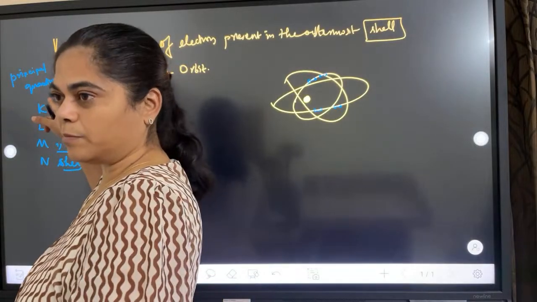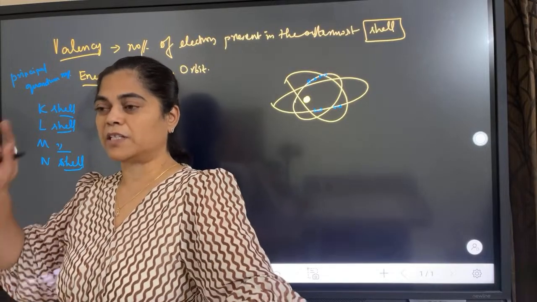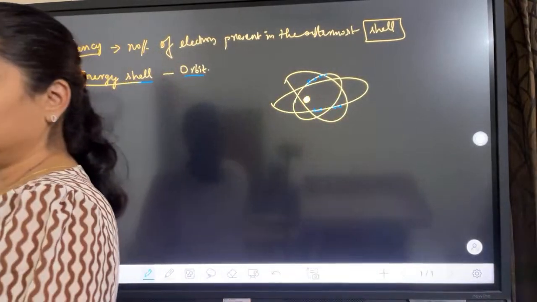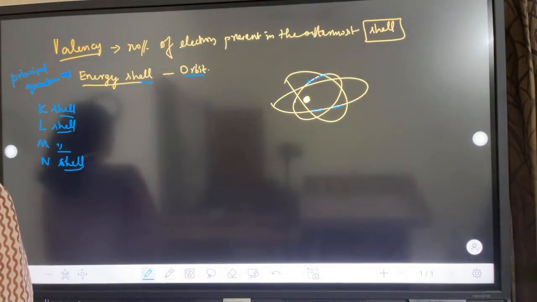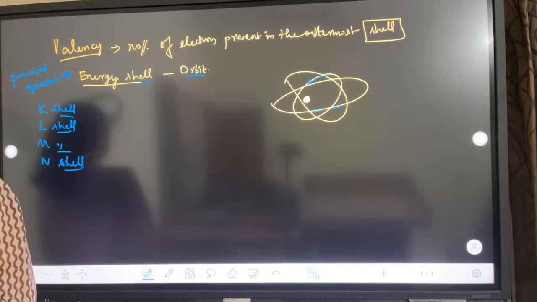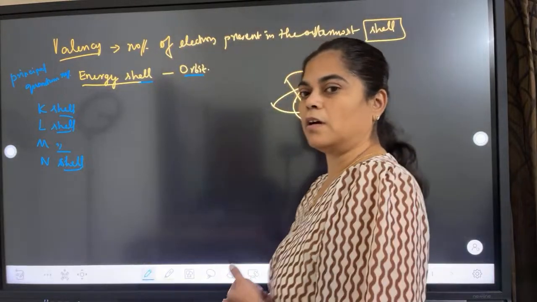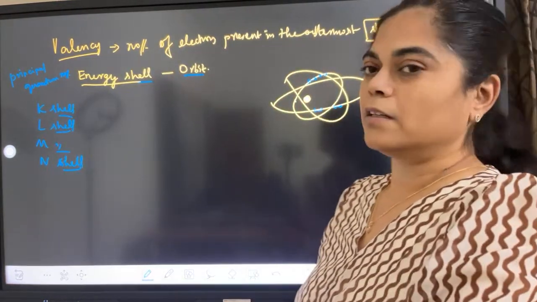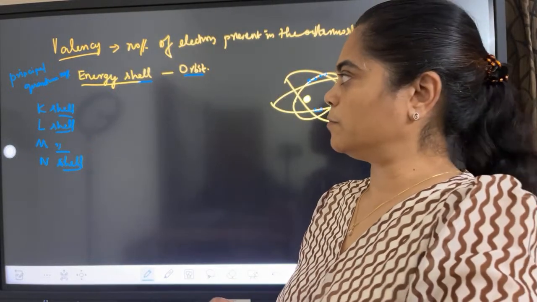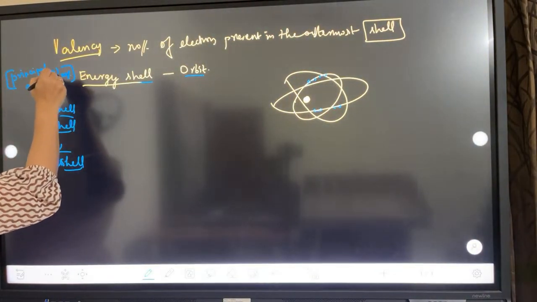There are four quantum numbers: principal, azimuthal or orbital, and so on. First, write a definition for orbit: the imaginary path followed by an electron around the nucleus. It is derived from the principal quantum number. The principal quantum number is designated by the letter n.